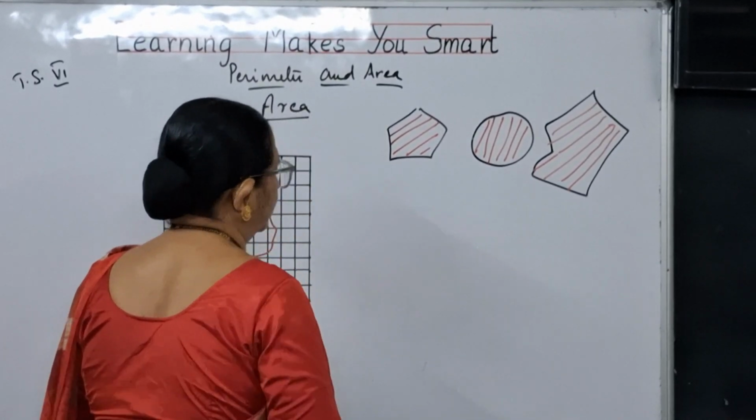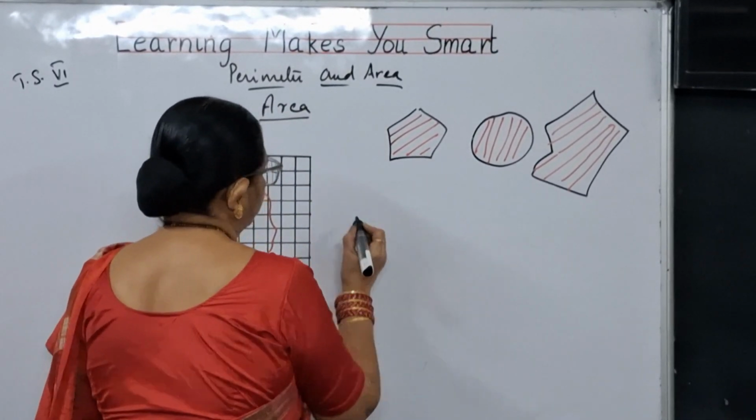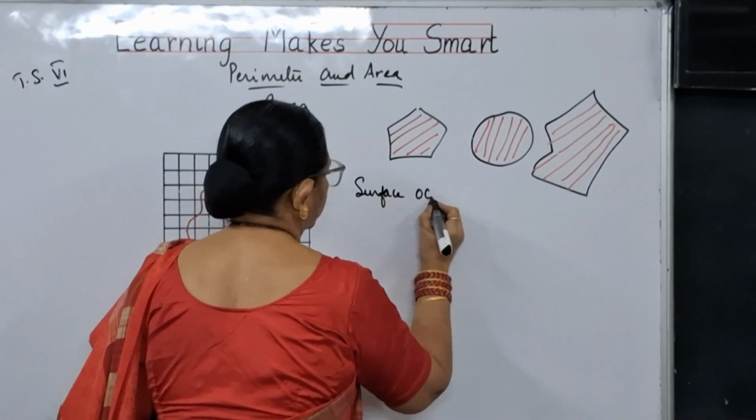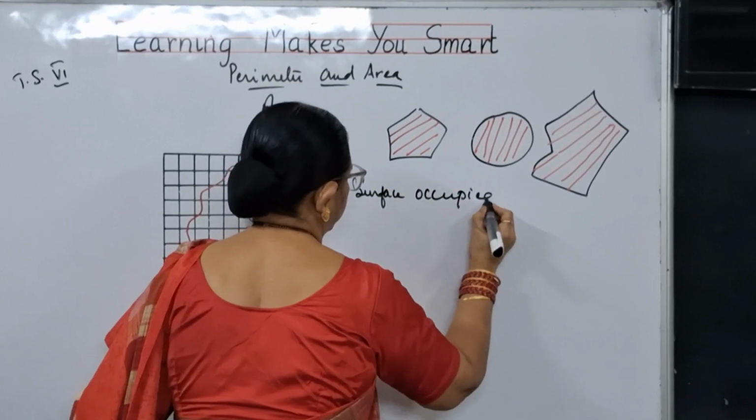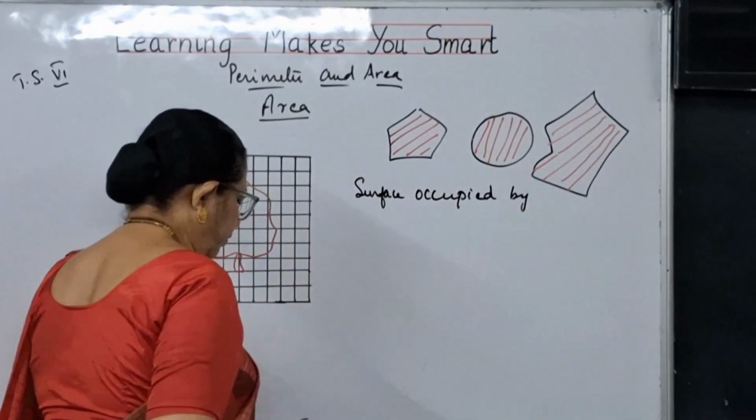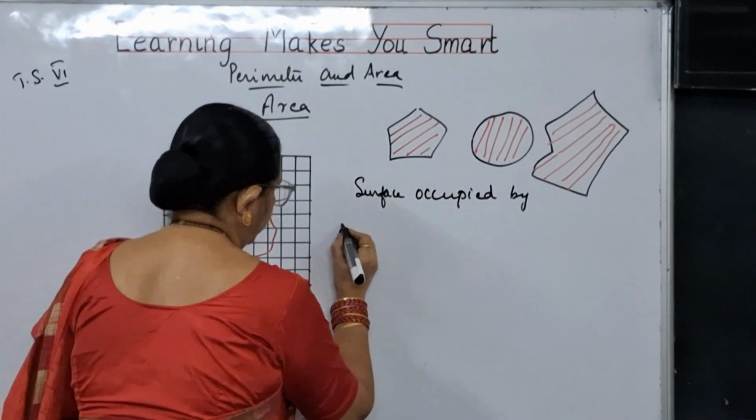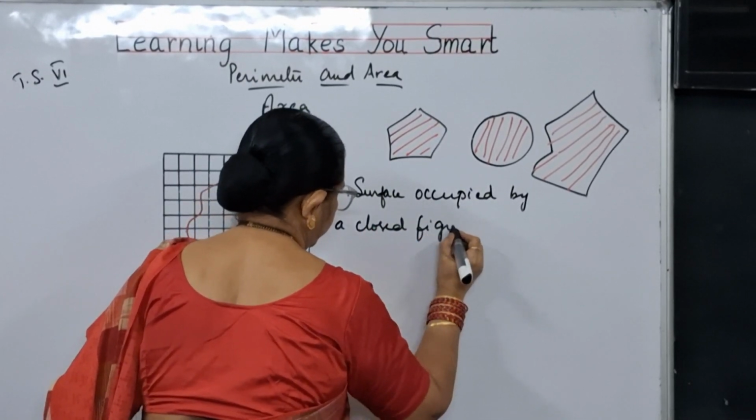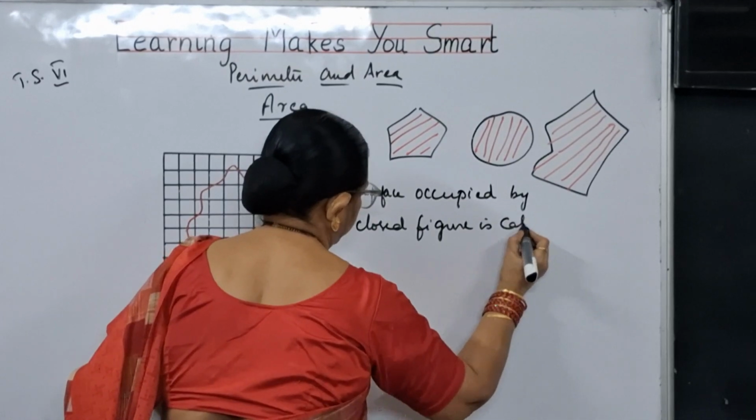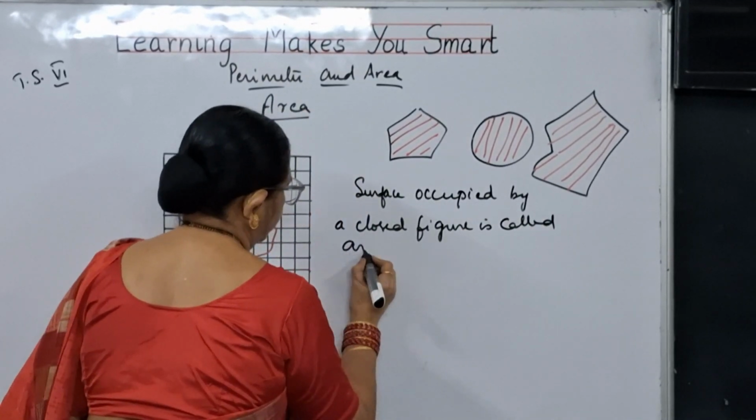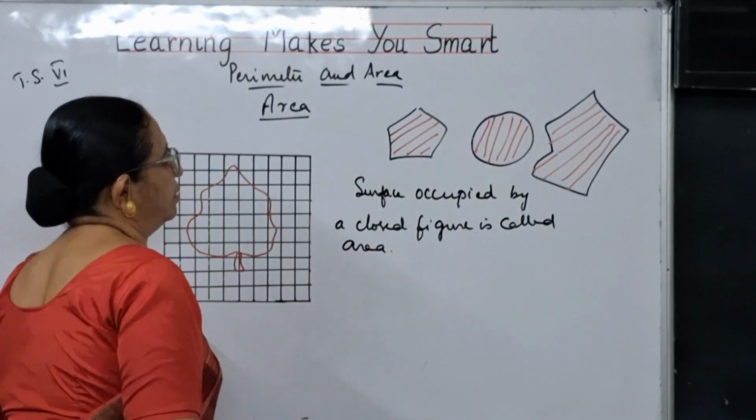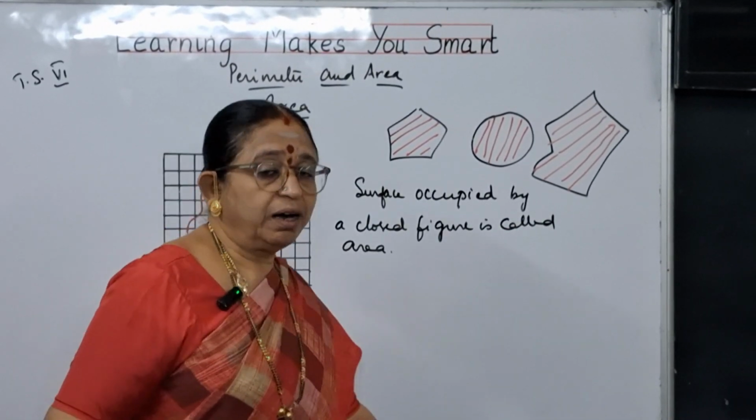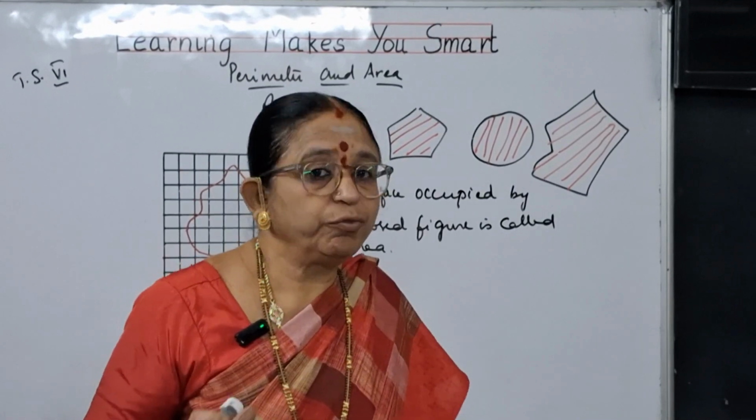So when you are giving a definition of an area, what will you be talking about? Surface occupied by a closed figure is called area. So how much surface it is occupying, that is called area. But how does this area have to be found out?